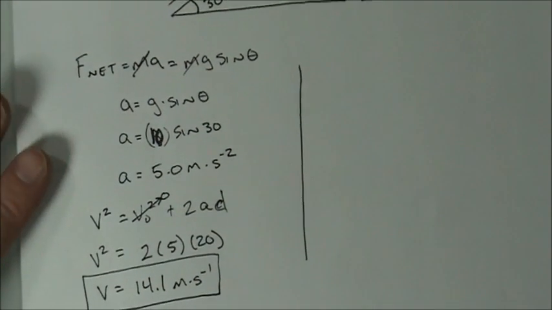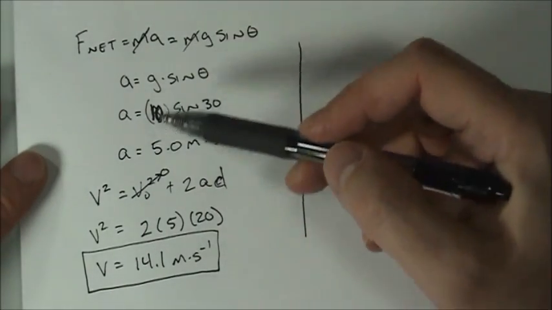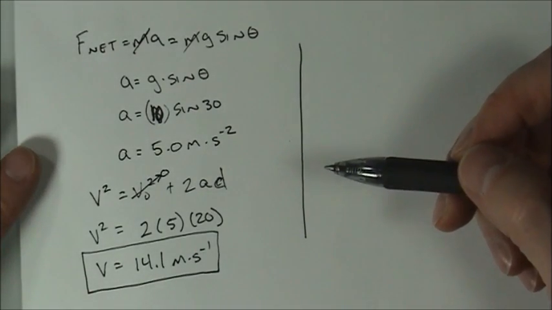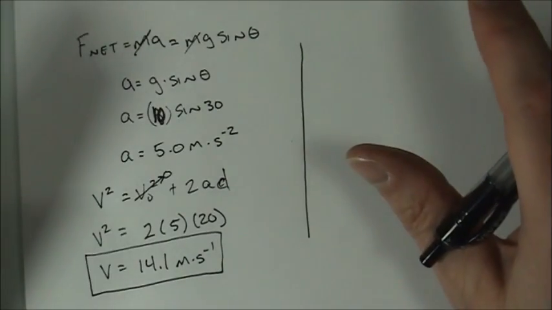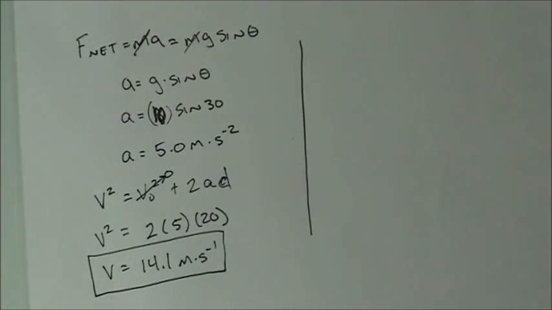Okay, so not super complicated problem, but it does require 2 steps. I use the net force to get a, then I use a with the kinematic equation to come up with the final velocity. Okay, so here's the difference with the energy approach. In the energy approach, I would only look at sources of energy. And it turns out for this, there is only one source of energy, and that's the height.